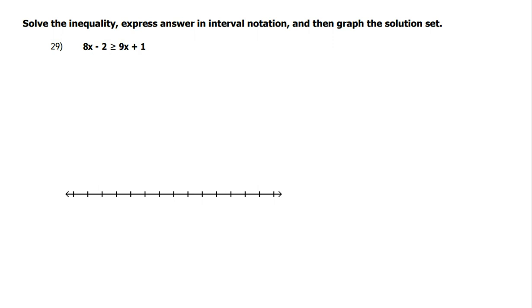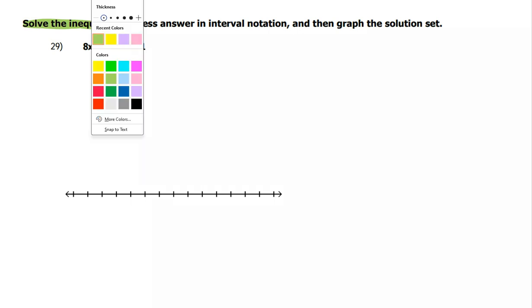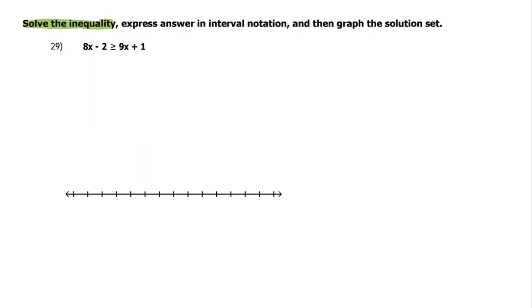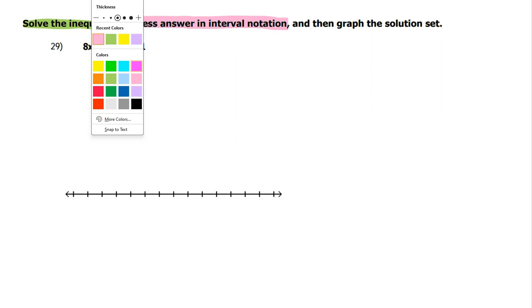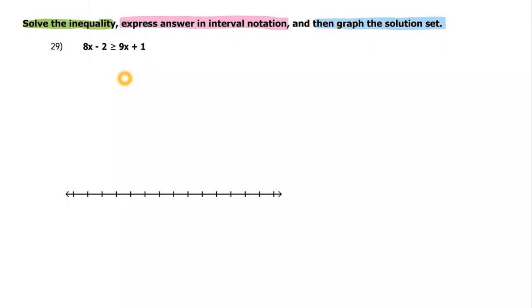All right, so we're going to solve the inequality and express the answer in interval notation and then graph the solution set. So we've got three things to do. We're going to have to solve the inequality. Let's make it bigger. There we go. And then 2, we're going to express the answer in interval notation. And 3, we're going to graph the solution set.